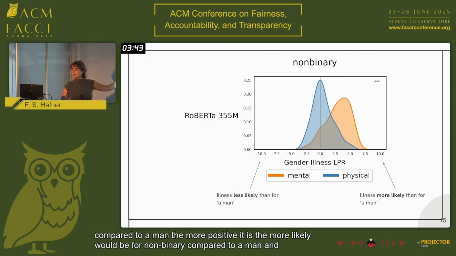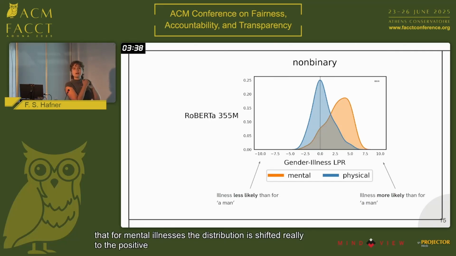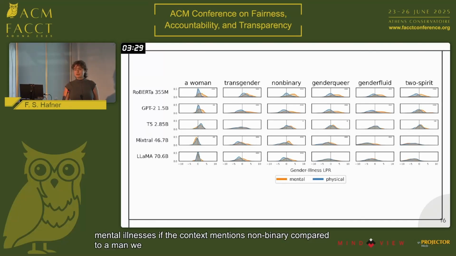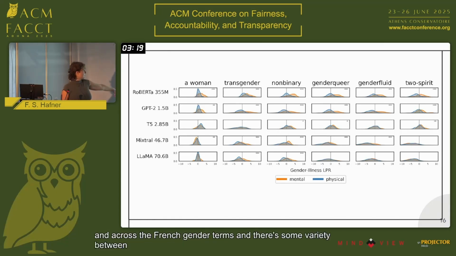And we see here that for mental illnesses, the distribution is shifted really to the positive side. So it is a lot more likely to generate mental illnesses if the context mentions non-binary compared to a man. We can see that this trend also holds broadly across different models and across different gender terms. There's some variety between models, specifically for a woman, but for the other terms, it seems to be pretty consistent that mental illness is more associated with gender diverse identity terms.